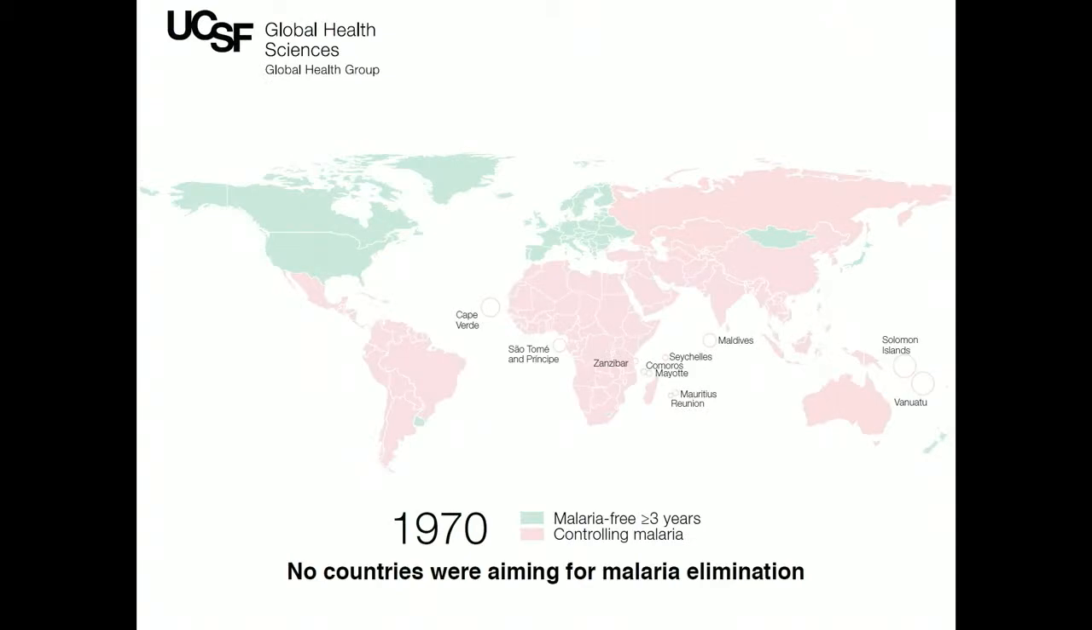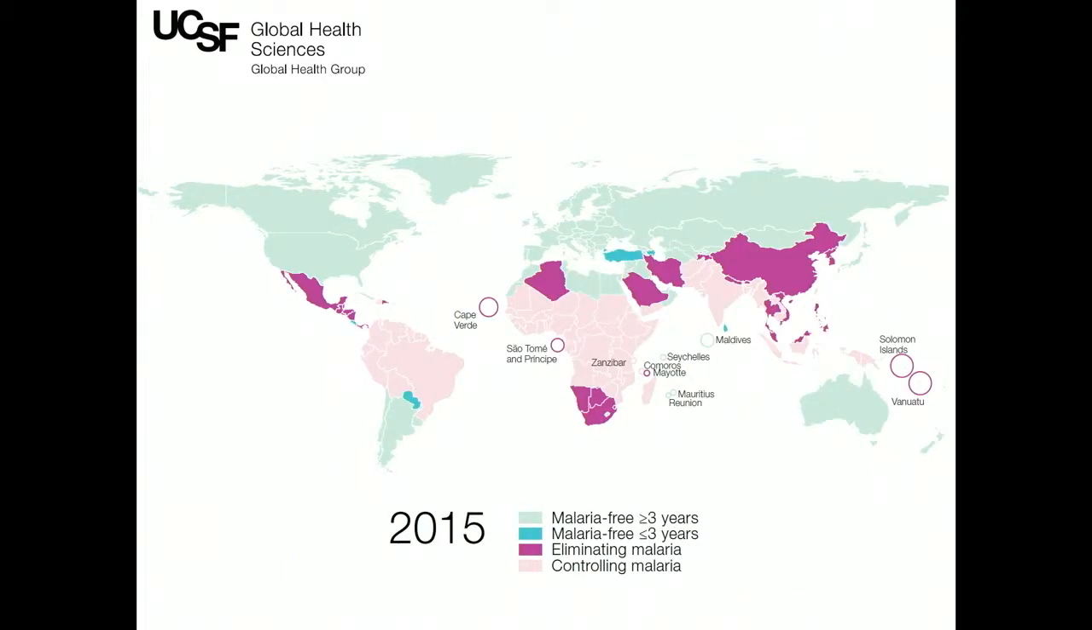So this is the map of malaria endemic places and places that are controlling malaria in the 1970s. And importantly, at this time, no countries were aiming for malaria elimination. Since that point, that map has changed quite a lot, and there are a number of countries that are now aiming to eliminate malaria at some point.